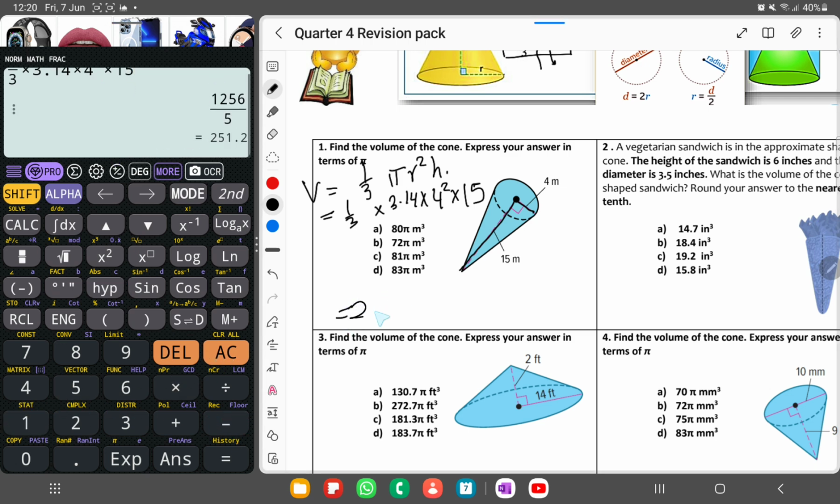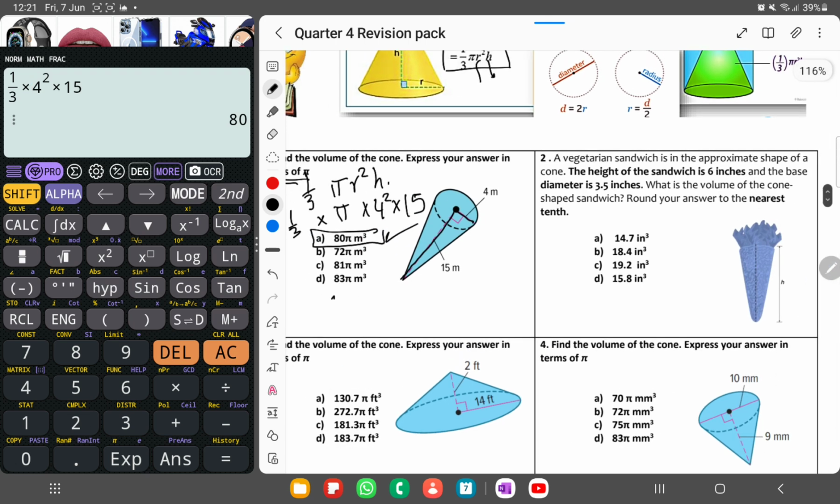So now it becomes 251.2. But mister, he said in terms of pi, so you can erase the 3.14. Okay, what is it now? 1/3 times 4 power 2 times 15 is 80 pi. Okay, very good. So next, instead of the 3.14, you can keep it as it is and multiply 1/3 times 4 power 2 times 15. You will get 80.